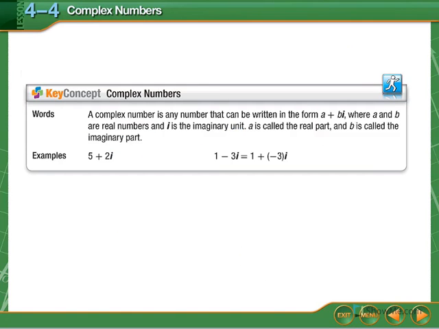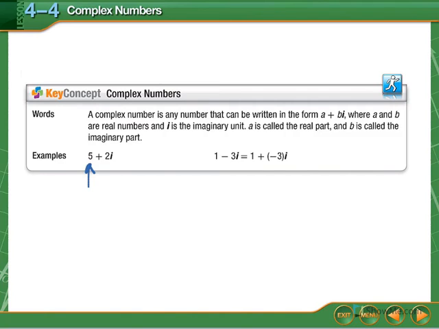So this brings us to complex numbers. A complex number is any number that can be written in the form of a plus bi, where a and b are real numbers and i is the imaginary unit. A is called the real part and b is called the imaginary part. So our examples here, we have 5 plus 2i, and also 1 minus 3i.